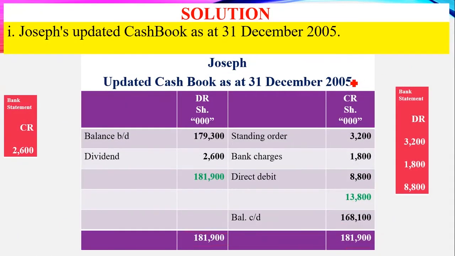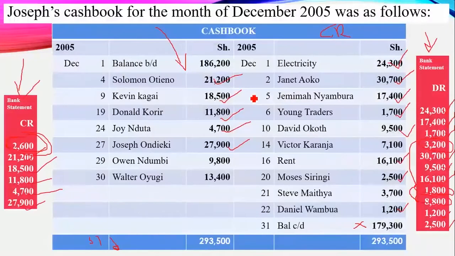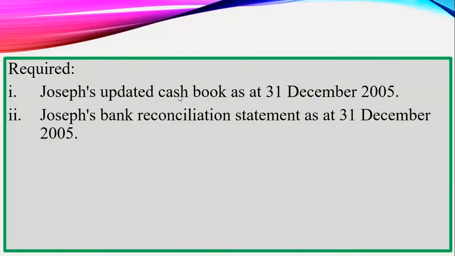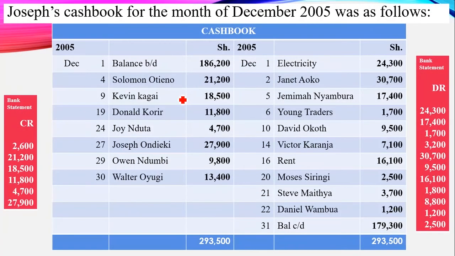The next step, we need now to compare the bank statement and the cash book so that we can identify unpresented checks and the uncredited deposits. So let's start with the unpresented checks. And we said unpresented checks are those checks that you have written to your creditors, to your suppliers, but they have not been taken to the bank, or they have been taken to the bank but the bank has not paid those particular checks.